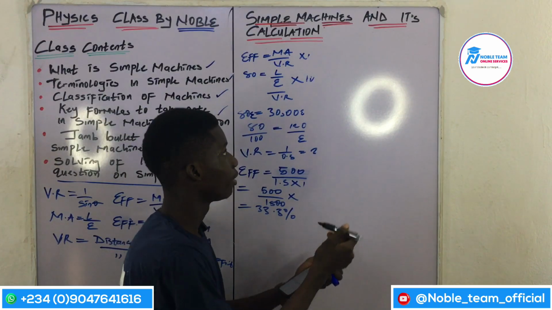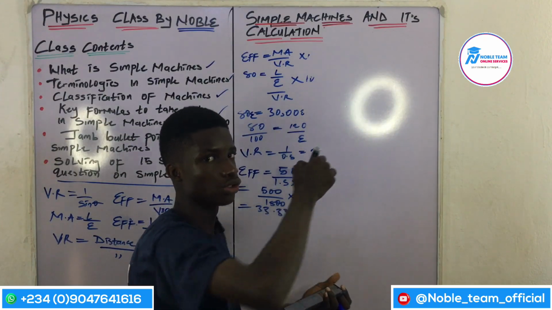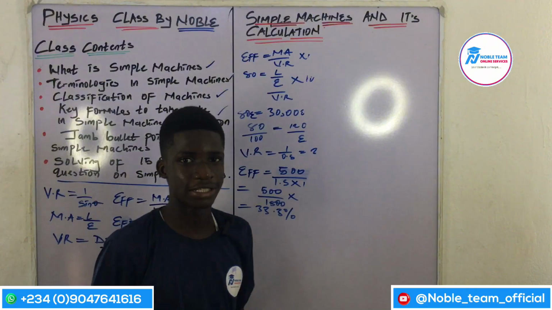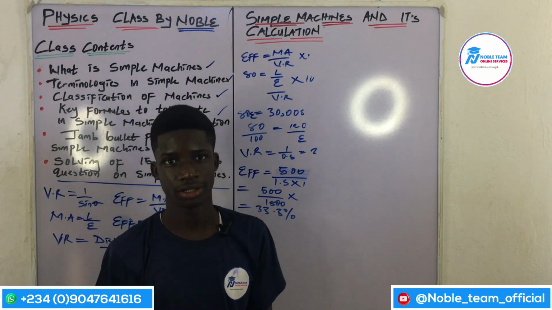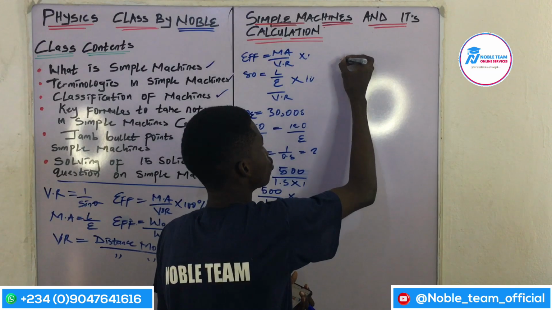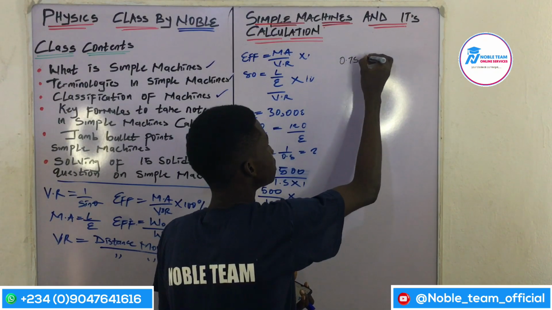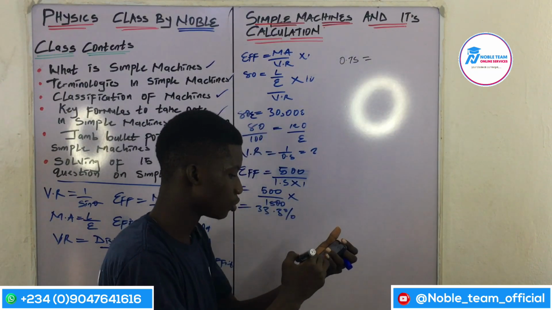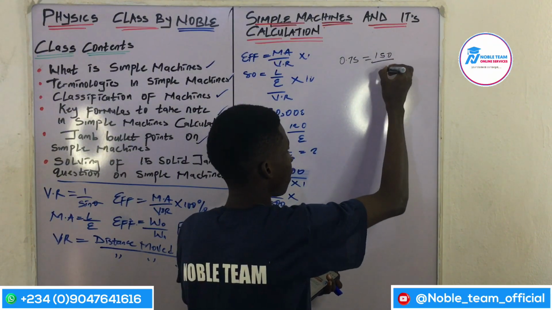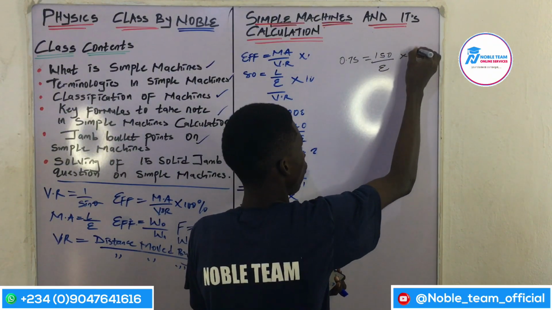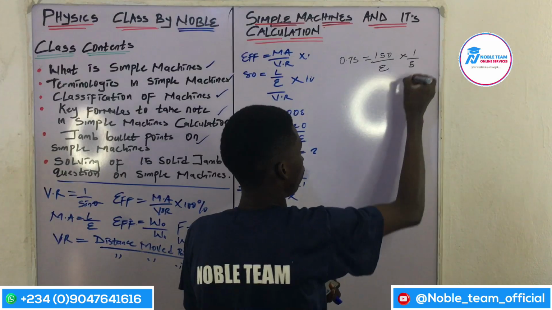Now, the efficiency is what? 0.75. How did I get the 0.75? Just 75 divided by 100. You understand? Which is going to be what? 0.75 is now equal to, then my load is 150 divided by E, then multiply by 1/5.